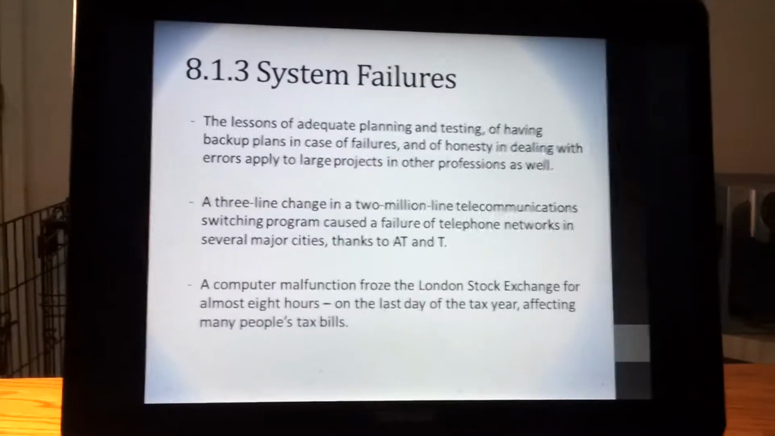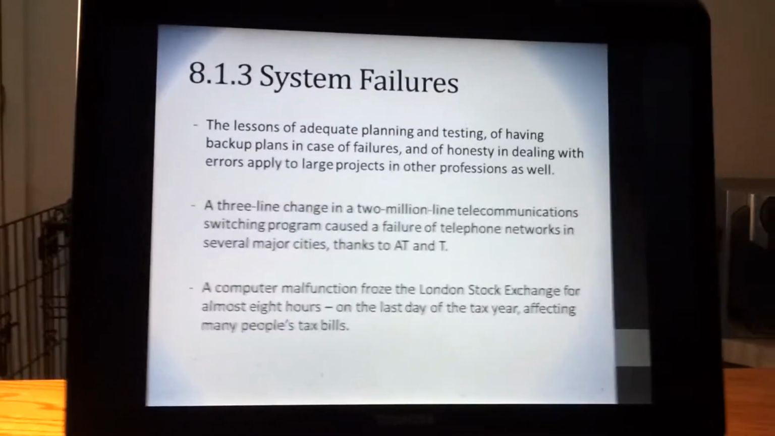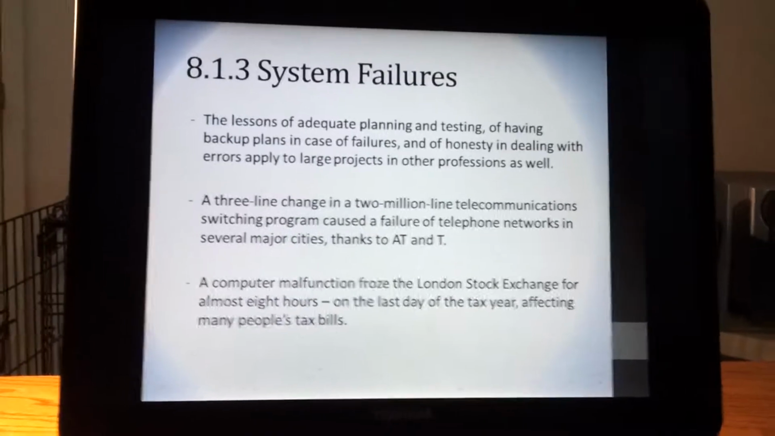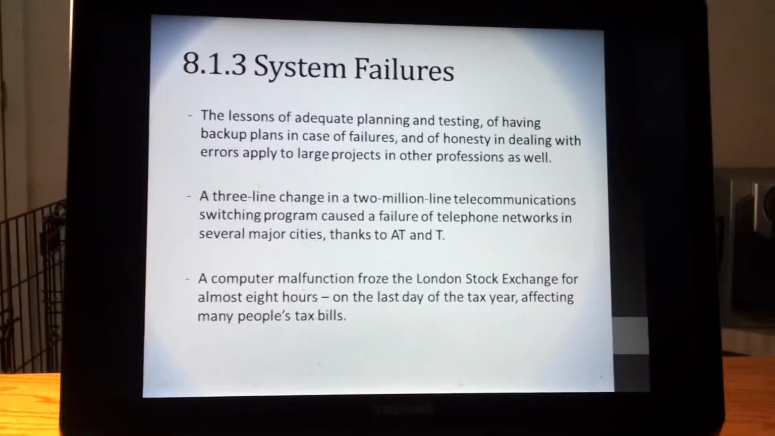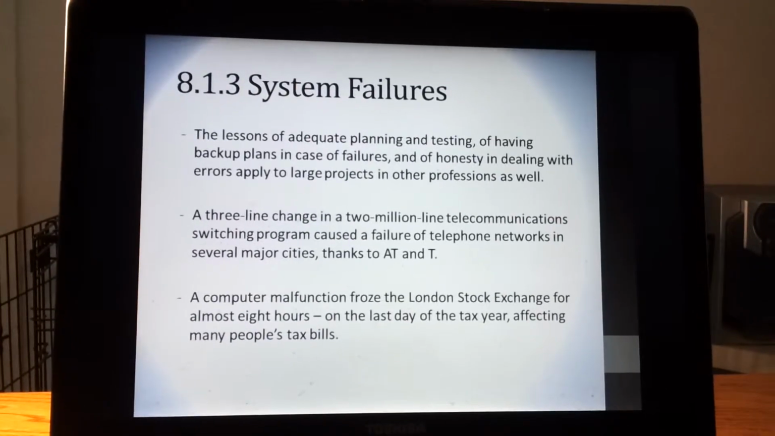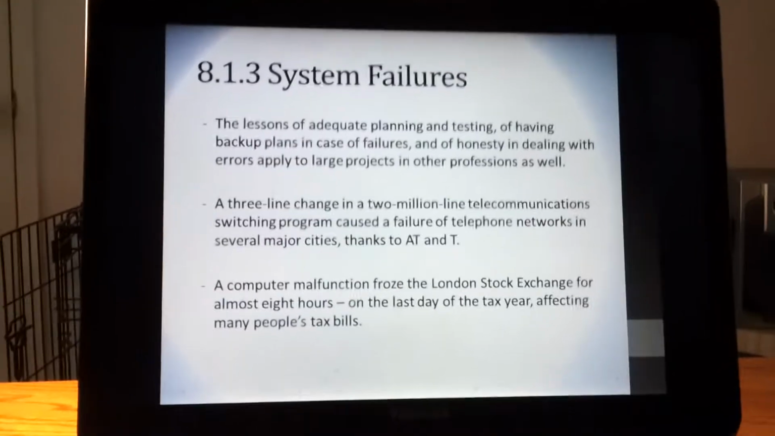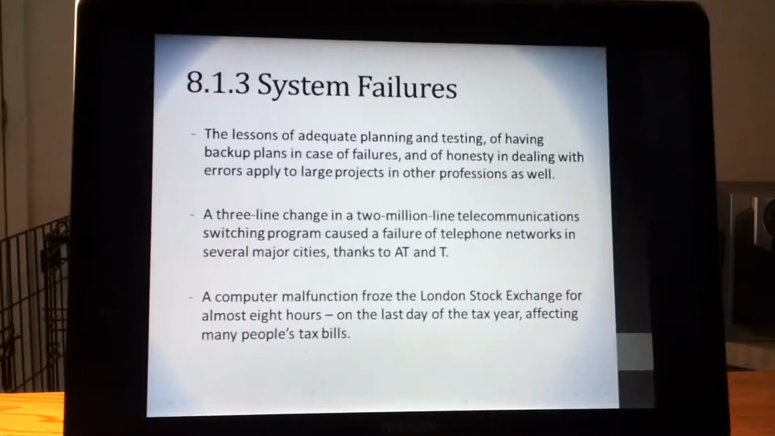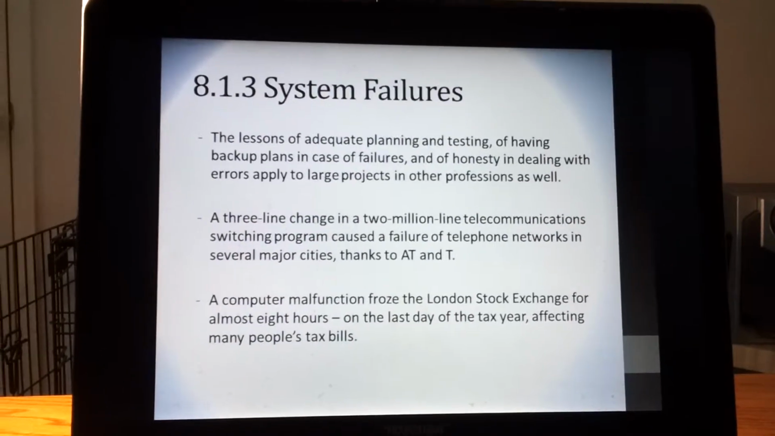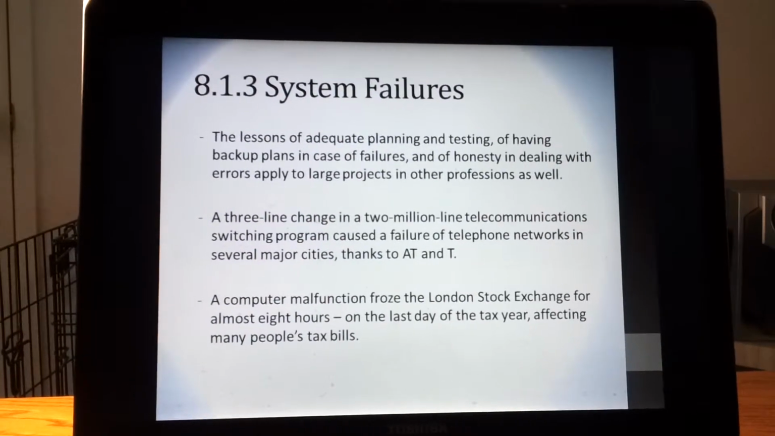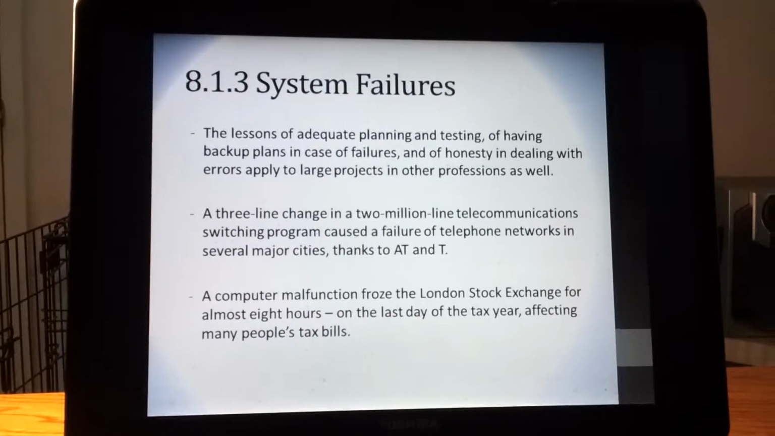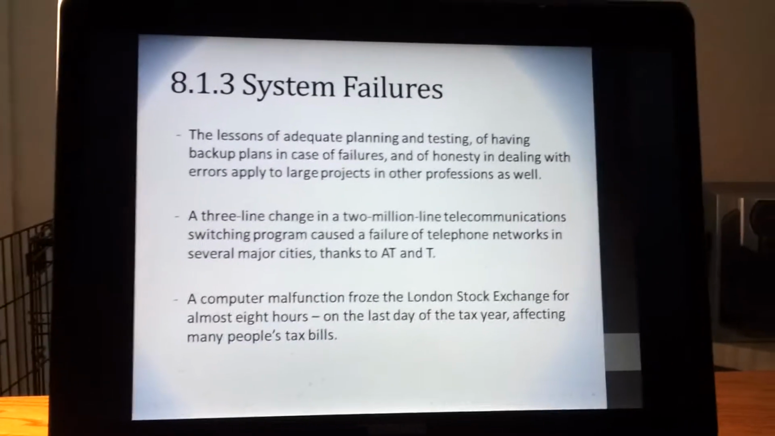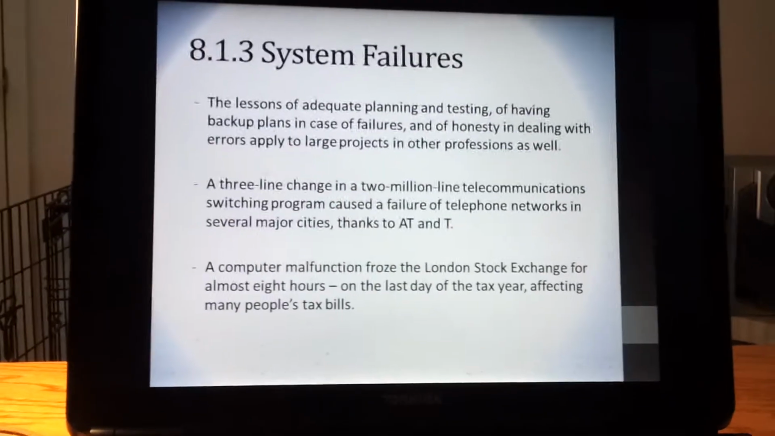The lessons of adequate planning and testing, of having backup plans in case of failures, and of honesty in dealing with errors apply to large projects and other professions as well. A 3-line change in a 2 million line telecommunications switching program caused a failure of telephone networks in several major cities, thanks to AT&T. A computer malfunction froze the London Stock Exchange for almost 8 hours on the last day of the tax year, affecting many people's tax bills.